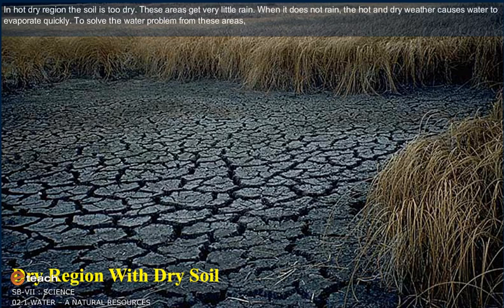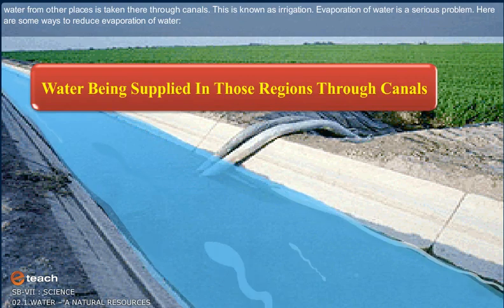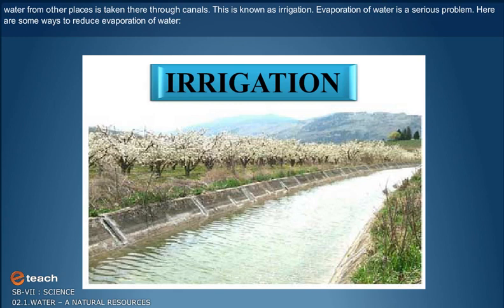In hot, dry regions, the soil is too dry. These areas get very little rain. When it does not rain, the hot and dry weather causes water to evaporate quickly. To solve the water problem, water from other places is taken there through canals. This is known as irrigation. Evaporation of water is a serious problem.